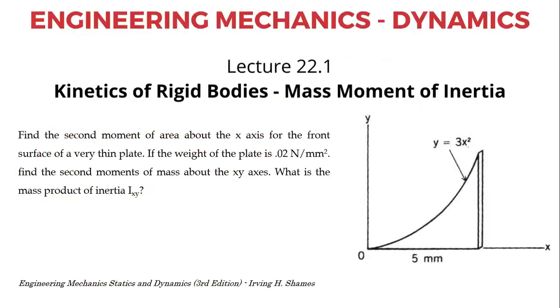Now next question. Find the second moment of inertia about the y-axis for the front surface of a very thin plate. If the weight of the plate is 0.02 Newton per mm square, find the second moments of mass about the xy axis. What is the mass product of inertia Ixy? So here the corresponding curve is given to you. The equation of the curve is y equals 3x square. This is a very thin plate. It is having a weight of 0.02 Newton per mm square.